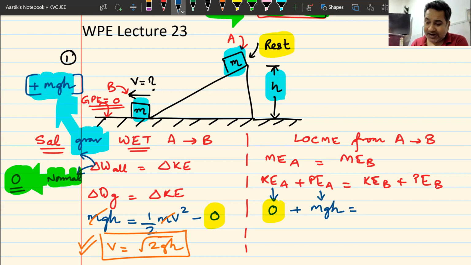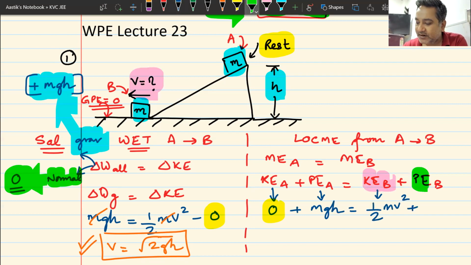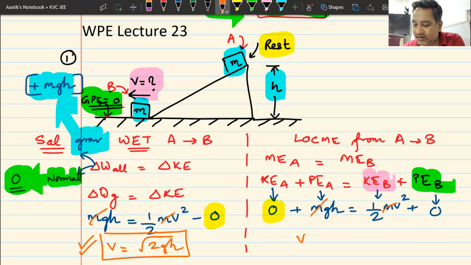That must be equal to kinetic energy at point B. Looking at kinetic energy, the pink one, the velocity is taken as v. So I can write the kinetic energy as half mv square plus potential energy at point B. I look at the green part, potential energy at point B is taken as 0. So I simply write 0 here. I solve this equation. It's a very simple one to solve, and I land up with the same answer. V is under root of 2gh.